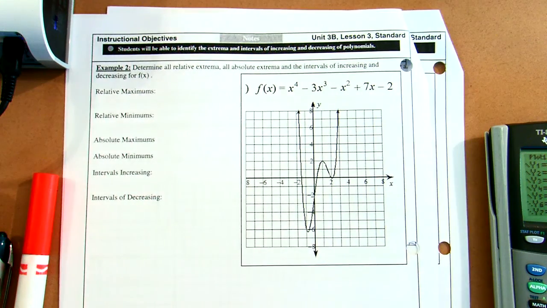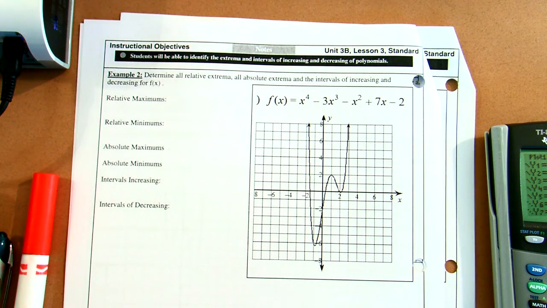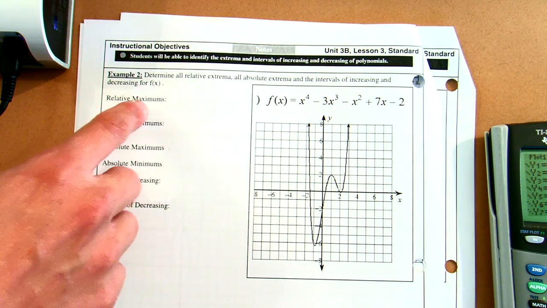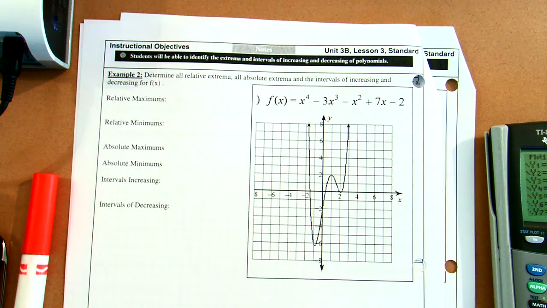Okay, so here we are. We're recording example 2, and we're going to practice graphing polynomials using our calculator, determining the max, mins, and intervals of increasing and decreasing. Go ahead, John, whenever you're ready.